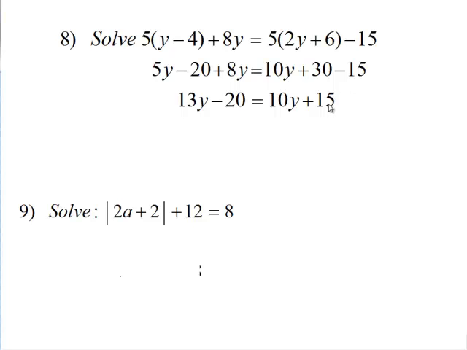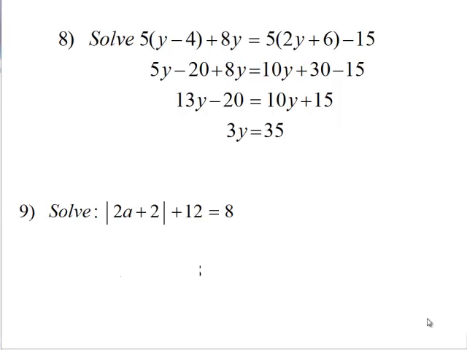Need to move our y's together. I have 10y over here. I'm going to subtract 10y, which makes 3y. I'm going to add 20 to move it over to this side. 20 plus 15 should be 35. So we have our 3y, and again, 20 plus 15 is 35. Divide by 3, and you should get 35 divided by 3.